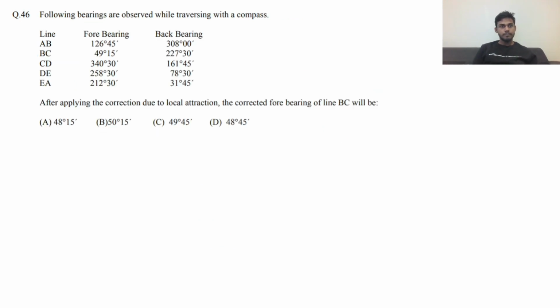Next question. The following bearings are observed while traversing with a compass. Lines are given, and forward bearing and back bearing of those lines are given. After applying the correction due to local attraction, the corrected forward bearing of the line BC will be? So after applying the correction due to local attraction, it indicates that some stations have local attraction. The corrected forward bearing of the line BC is asked. From the question, it is very clear that the stations B and C have local attraction.